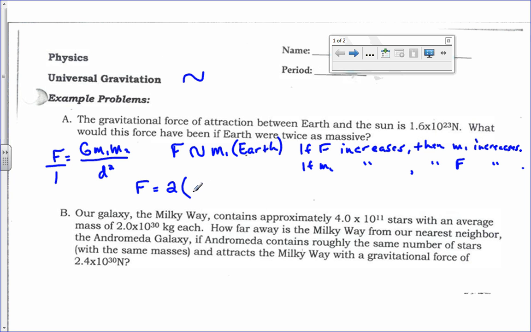Those are ditto marks, same thing. So 2 times 1.6 times 10 to the 23rd power newtons. All right, so get your calculator in front of you.